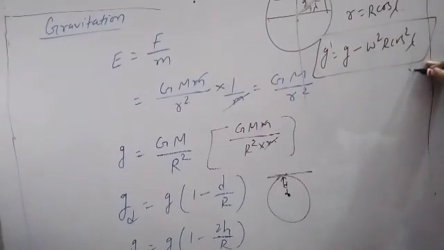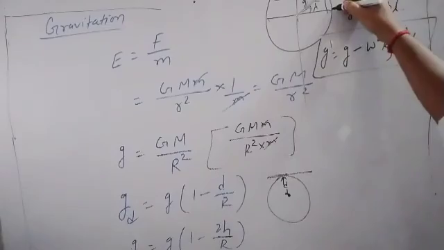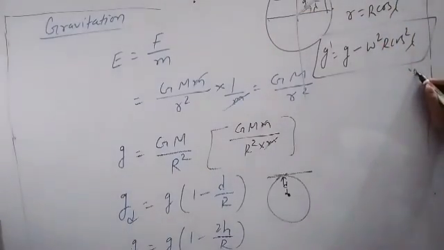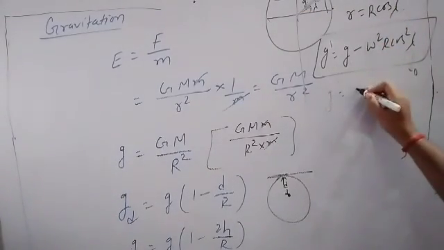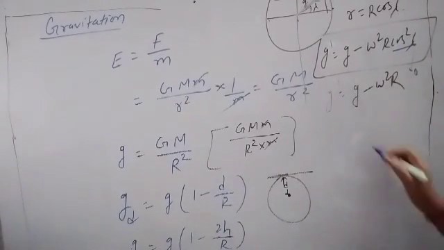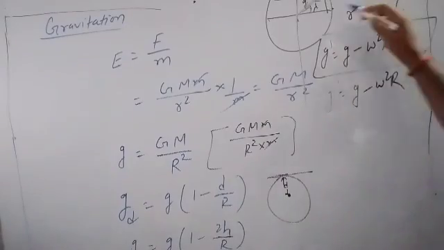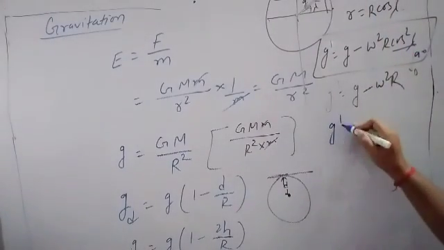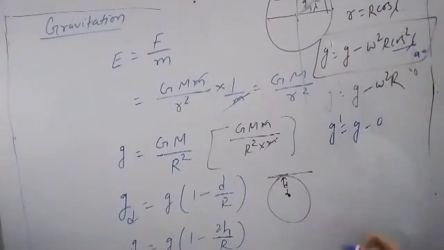For the equatorial point, you can put lambda 0 and you will get the result g dash equal to g minus omega square R. So this is the minimum value of acceleration because cos 0 degree is the maximum value, right? And if it is 90 degrees, if you talk about the poles, then you will get the result g dash equal to g minus 0, because cos 90 equals 0. Okay.